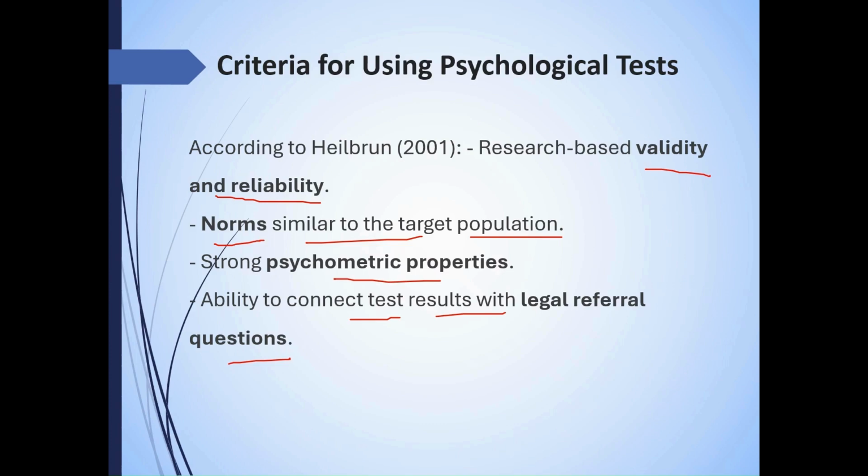The forensic results must always stand up in court. It should not be something that even a lay person can come and say that no, this test is not valid, or this test was not suitable for this particular legal case or question. So once again, the criteria for using psychological tests: they should be valid, they should be reliable, they should be standardized, norms should be similar to the target population, it should have strong psychometric properties, and the result should always point to the legal referral question.